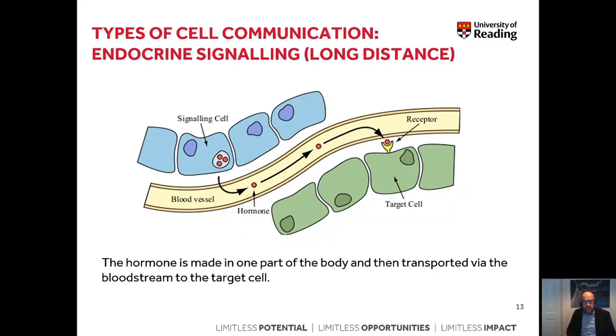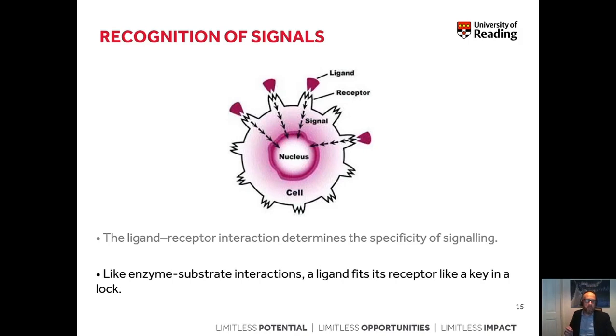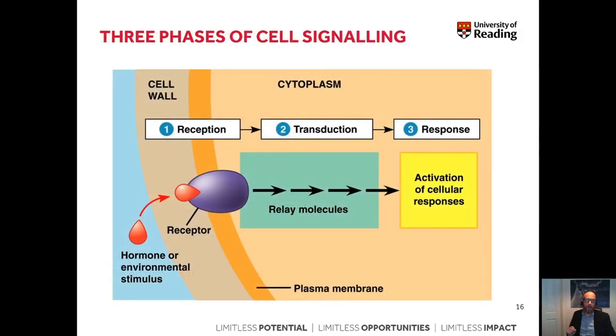Over long distance, our cells usually communicate using the so-called endocrine signaling, and this signaling is mainly mediated by hormones. In endocrine signaling, hormones are released by one cell type and received by another cell, which can be quite far away from the sending cell. Those hormones are made in one part of the body and then transported via the bloodstream to the receiving cell. The recognition of the signals is a job of a very specialized type of proteins on the surface of the cells called receptors, and the signals are referred to as ligands. Like enzyme-substrate interaction, a ligand fits its receptor like a key in the lock.